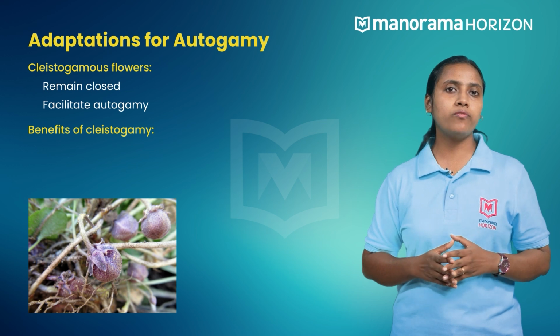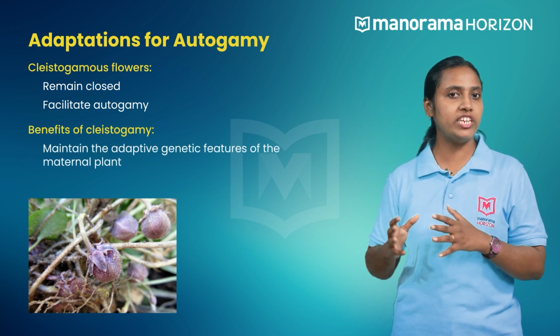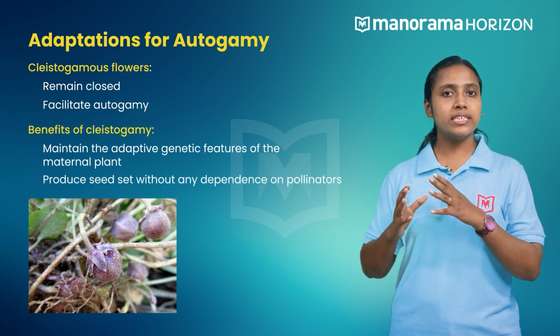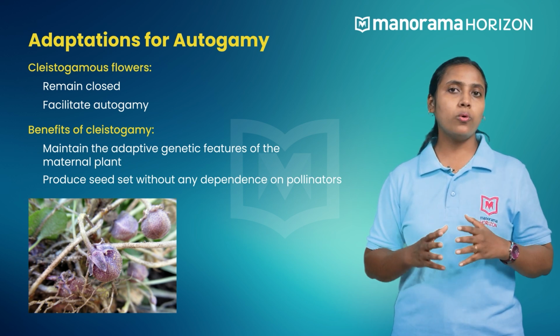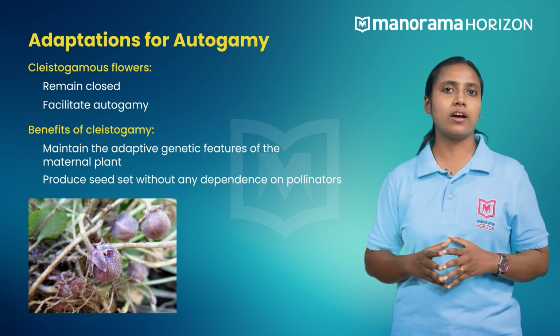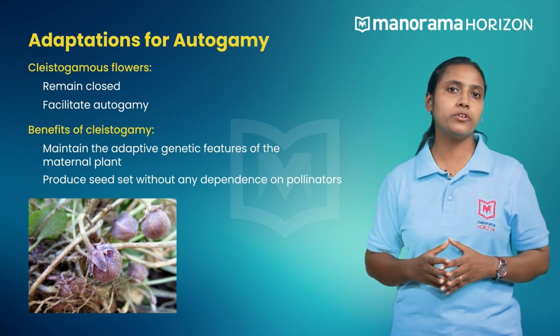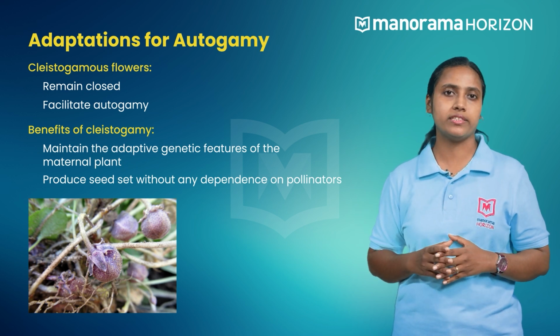The production of cleistogamous flowers maintains the adaptive genetic features present in the maternal plant and produces seed set without any dependence on pollinators. So, the production of cleistogamous flowers is an energy-efficient process as these flowers produce seeds despite the formation of a smaller number of pollen grains. You might ask a question here.